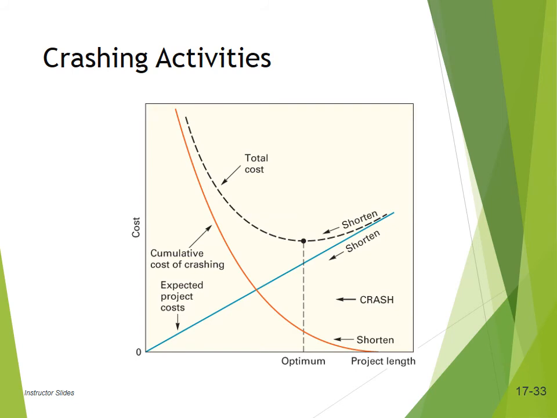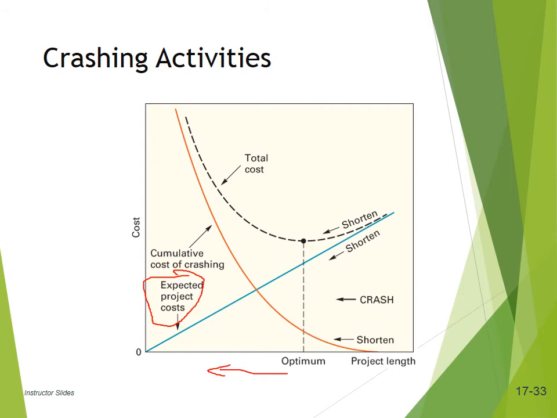Crashing activities. Now when a project is crashed, that means the time span of the project is shortened. What will happen to many of the costs associated, like the overhead cost, is that those will come down. So this blue line here, the expected project cost, comes down as the length of the project is shortened.